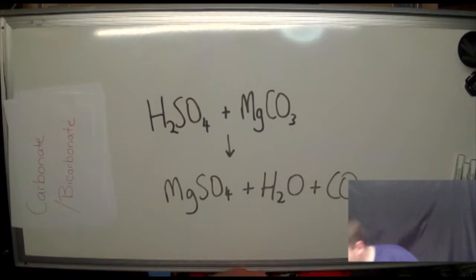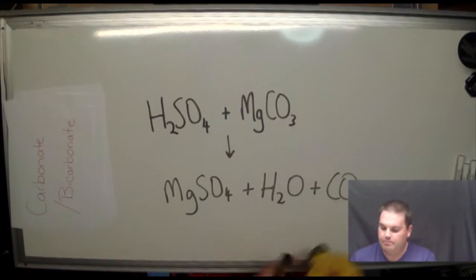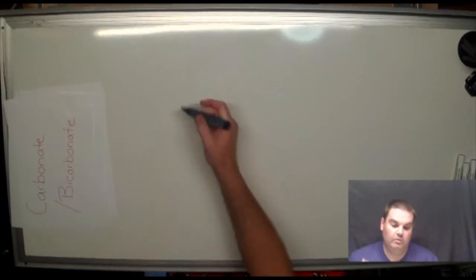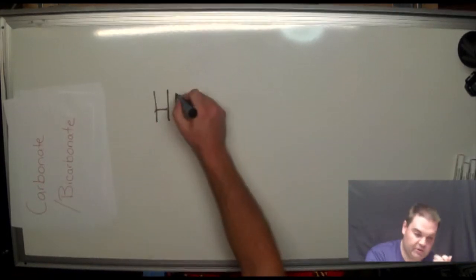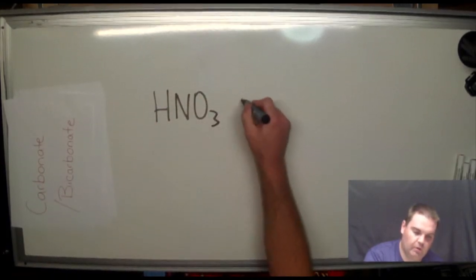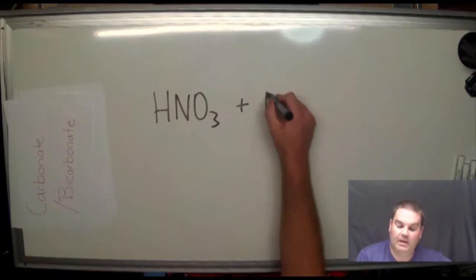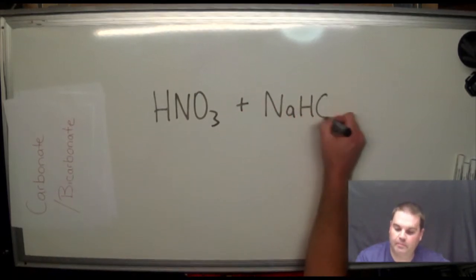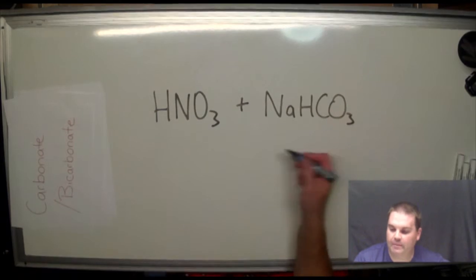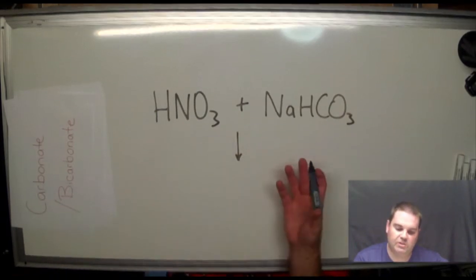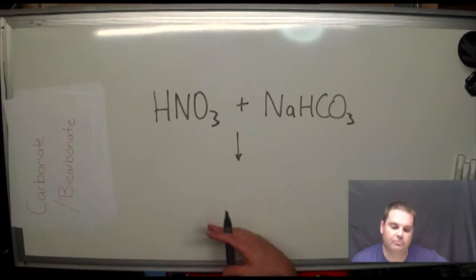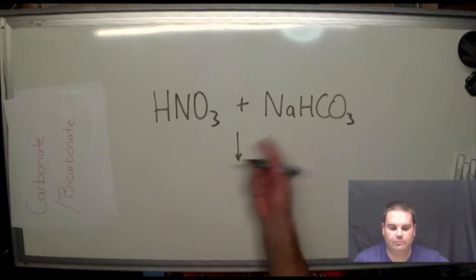So let me show you one with a bicarbonate. Let's do nitric acid, HNO3, plus a very common one, which is sodium bicarbonate. This is called bicarb soda. You'll find it in the kitchen, also called baking soda, used to make cakes rise, for this exact reason.